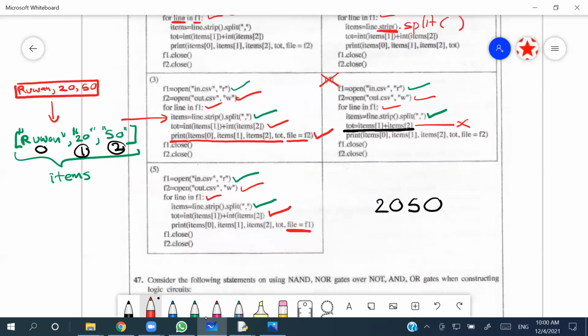So file F1 means what? It is regarding the in.csv. So it is the incorrect file that they are referring to, right? So because of that, the fifth one is wrong. Okay, so the third one is going to be your answer. So always remember to close all the files which we have opened. So is that clear, everyone?